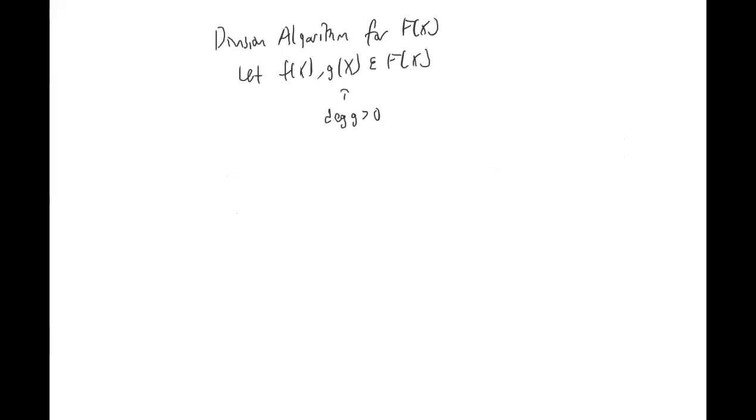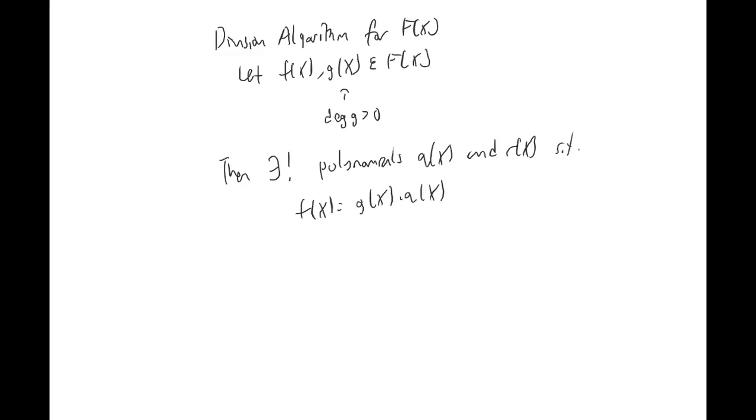Then there exist unique, so does everyone know this notation? When I put an exclamation mark, it means unique. It's just a shorthand for writing unique. Unique polynomials q of x and r of x such that f of x is g of x times q of x plus r of x.